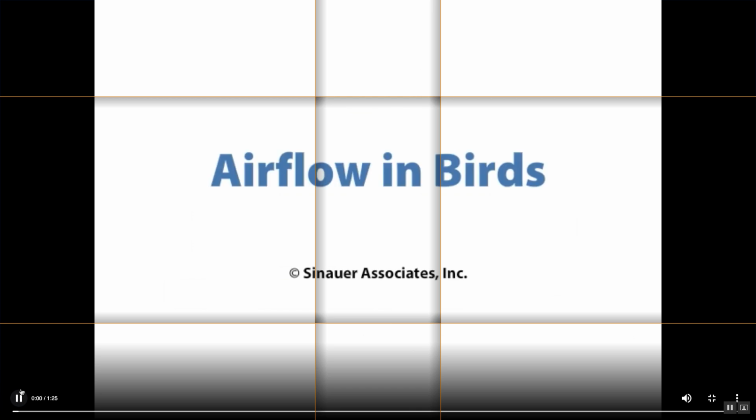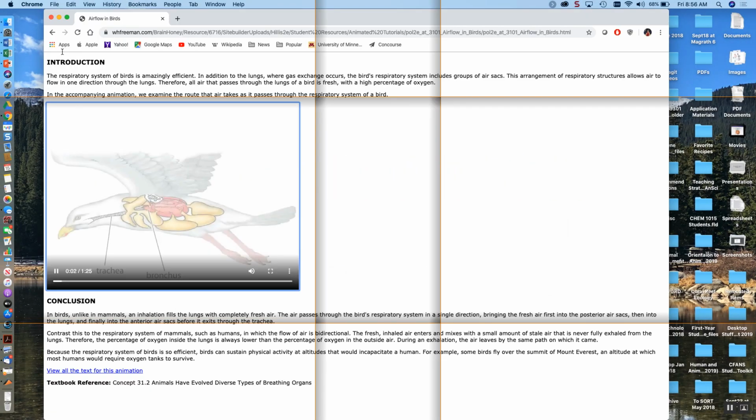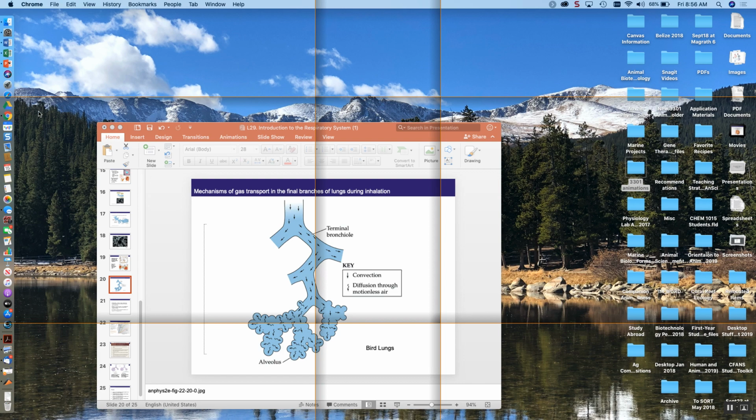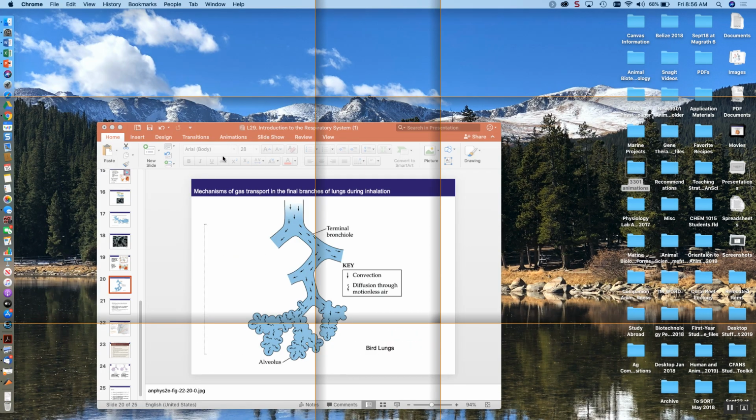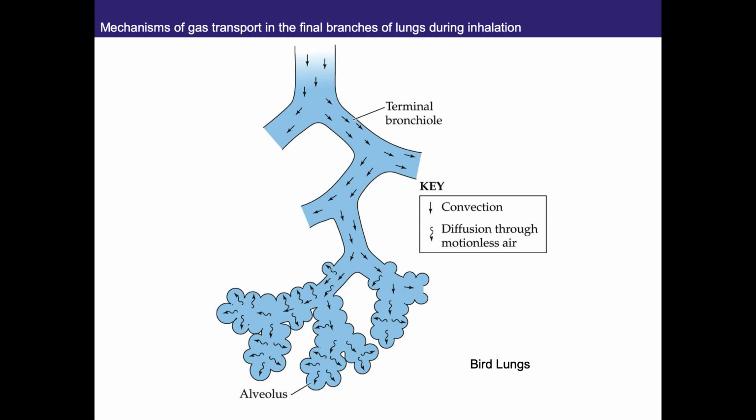The unique respiratory system of birds includes air sacs in addition. Okay, sorry about that. Okay, so we're negative pressure breathers, and basically when we breathe in, fresh air mixes with stale air. All right, so let's talk about surfactants.